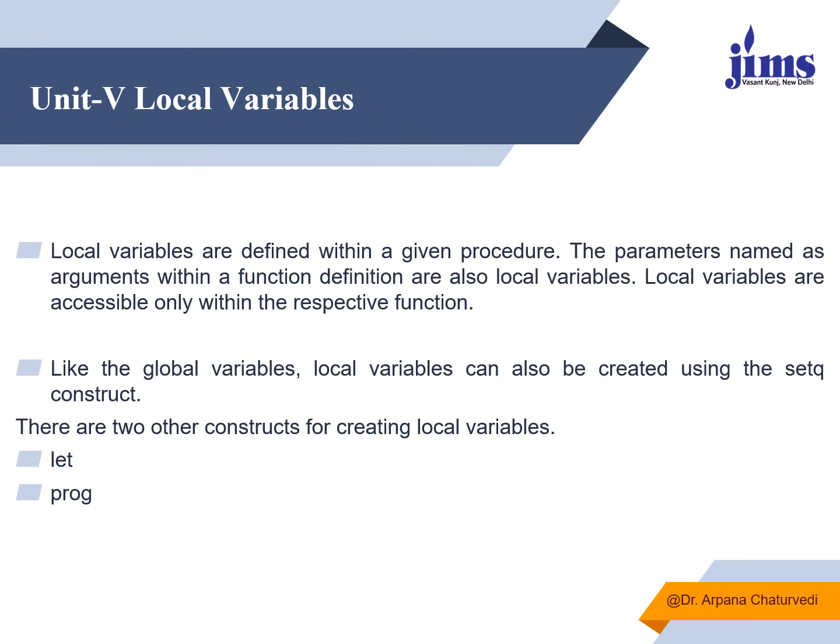Now we talk about local variables. To define a local variable, wherever it has been defined, the life of that variable will lie within that function only. It will not be used with the same value outside the program. And the two constructs which we use to declare our local variable are let and prog. For global, what we have seen, the two constructs which we have used are defvar and setq, whereas for local it's let and prog.